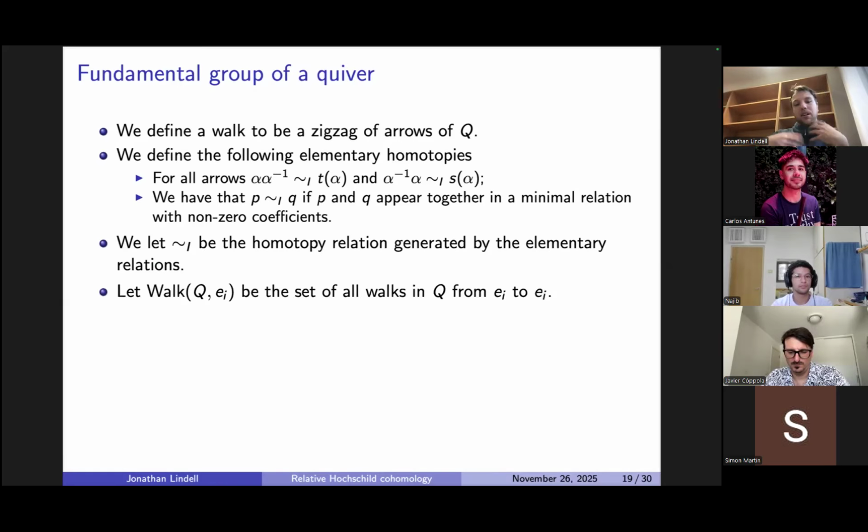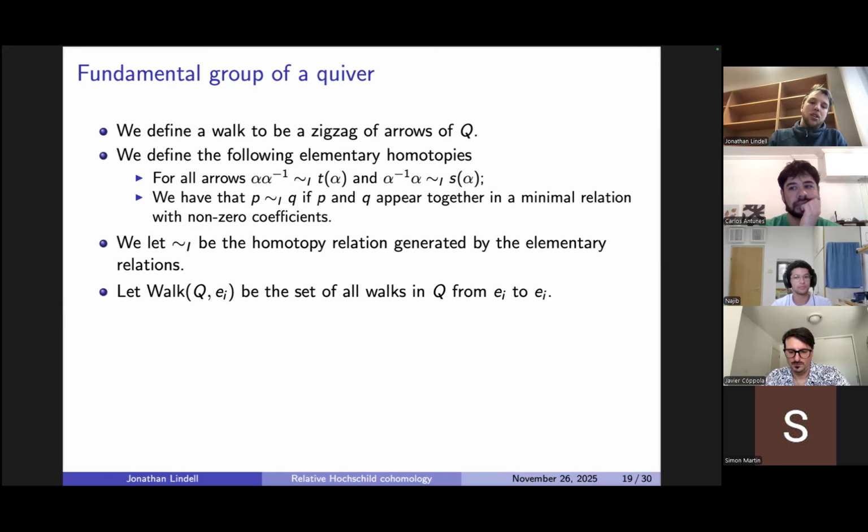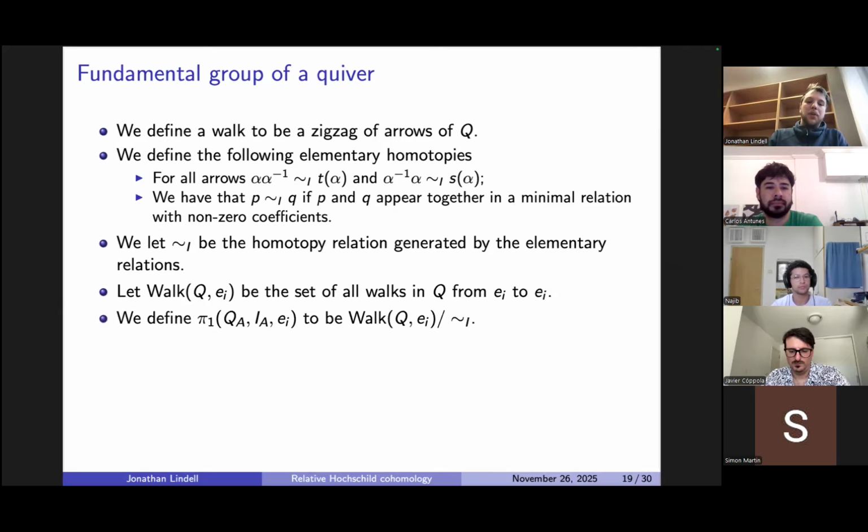And then we can define the walks Q E I to be all the walks that start at E I and end at E I, i.e. all loops. And then we can apply pi1 of our algebra with the specific presentation, so it depends heavily on the ideal, to be precisely these walks quotient by the homotopy relation that we have above, given by the ideal.